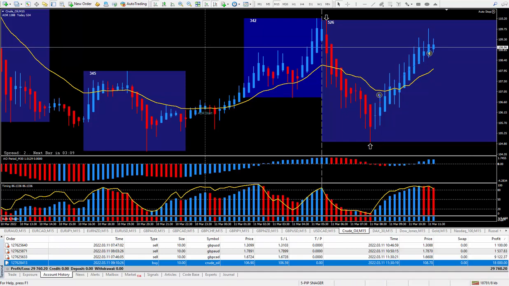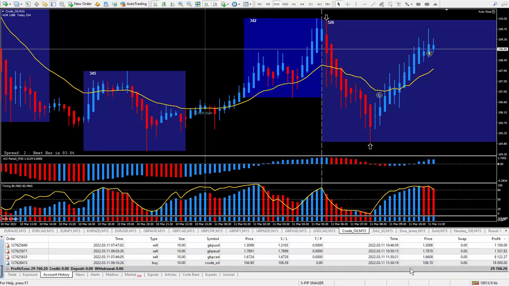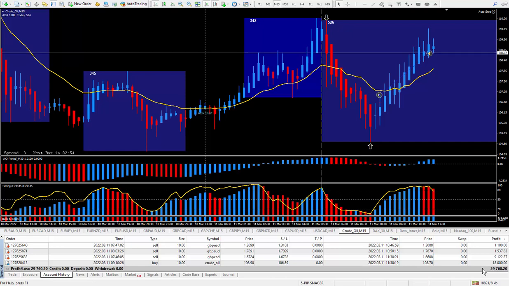So another great day of trading. I just calculated all the pips and ticks, and as I said, I knew it was going to be well over 200. It was actually 327 pips, and those 327 pips paid out $29,760. And I was done trading.